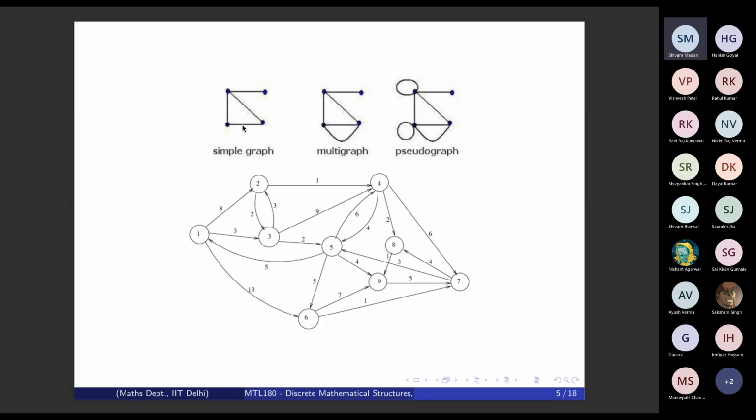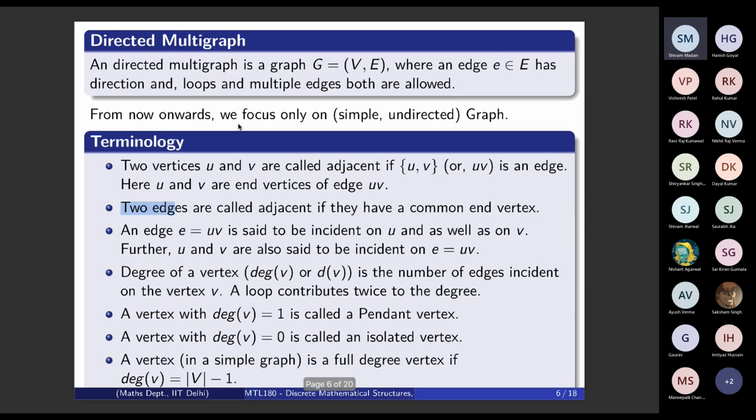Similarly, this and this, they are adjacent. But if you look at this and the upper one, this horizontal one, this and this, they are not adjacent, right? Because they do not have any common vertex. This and this, they are not adjacent. So we use the term adjacent for the vertices and for the edges.